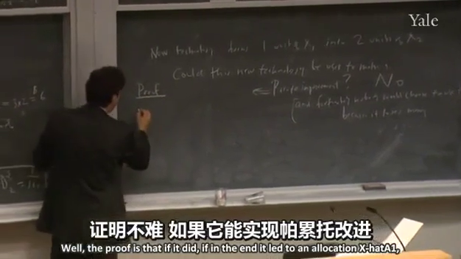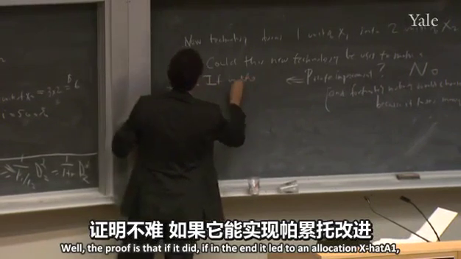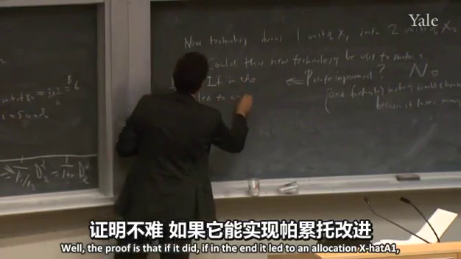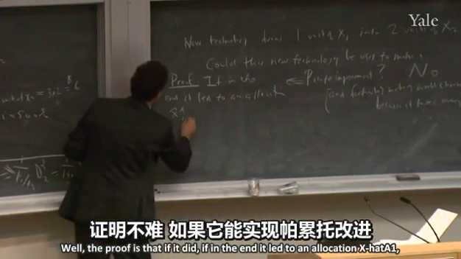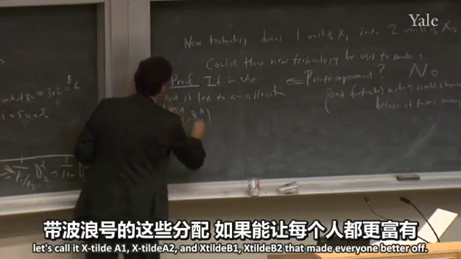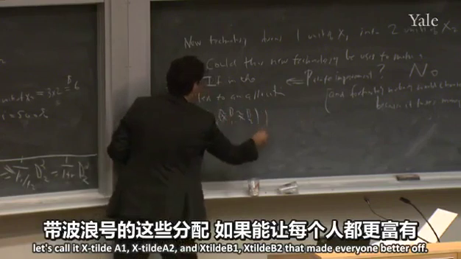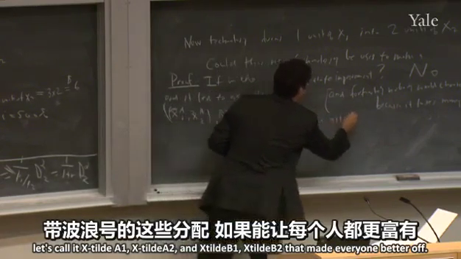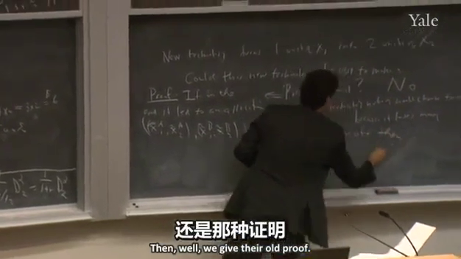Well, the proof is that if, in the end, it led to an allocation, let's call it x twiddle A1, x twiddle A2, and x twiddle B1, x twiddle B2, that made everyone better off, okay, then, well, we give their old proof.